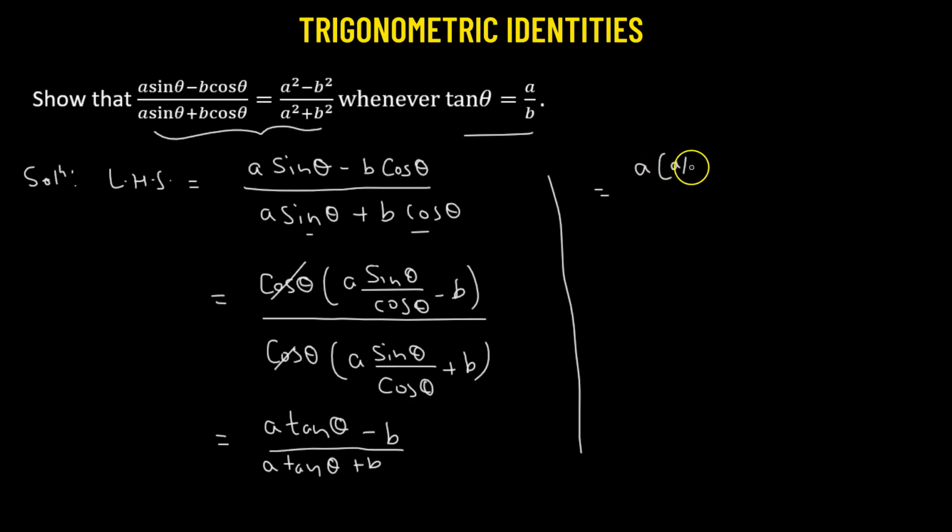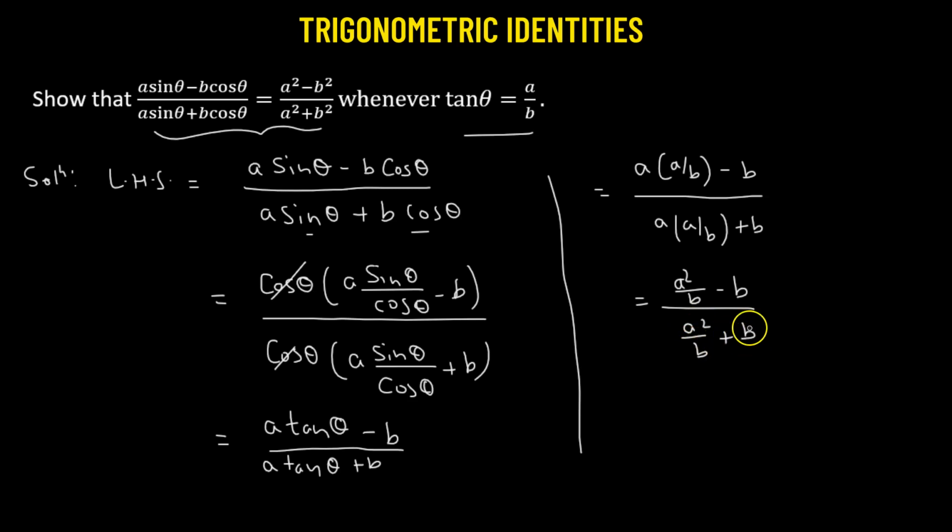So we have a times a over b minus b, whole divided by a times a over b plus b, which will be equal to a squared over b minus b divided by a squared over b plus b. So let's multiply both numerator and the denominator with b, which gives us finally a squared minus b squared over a squared plus b squared, and this is the expression on the right hand side.